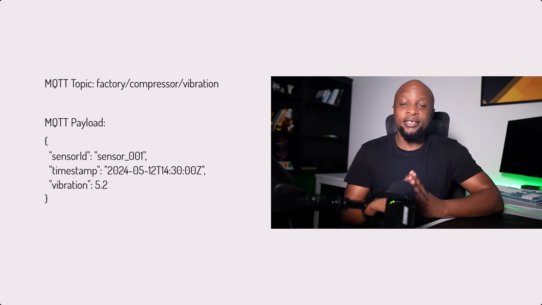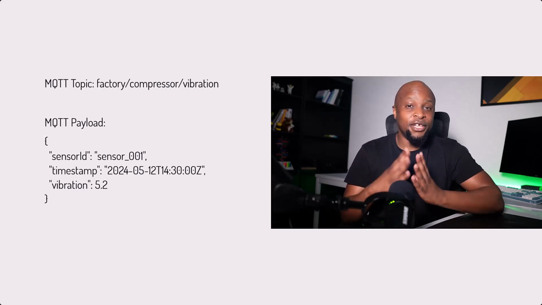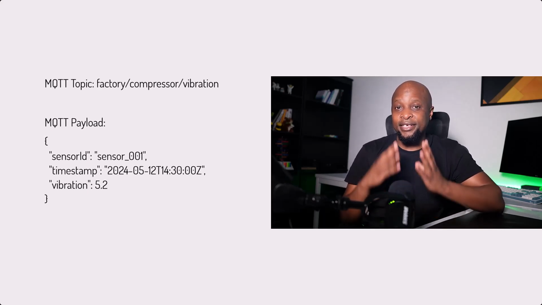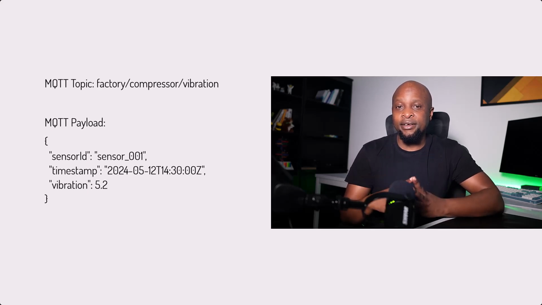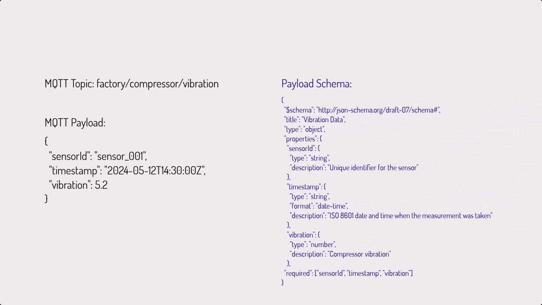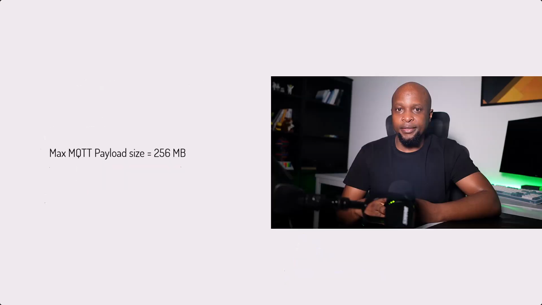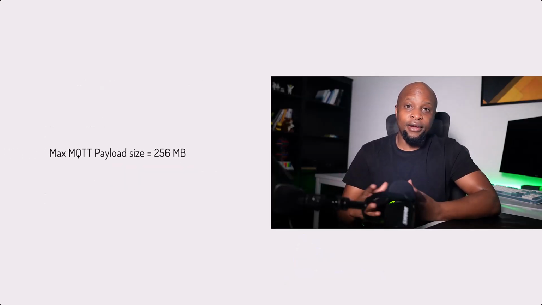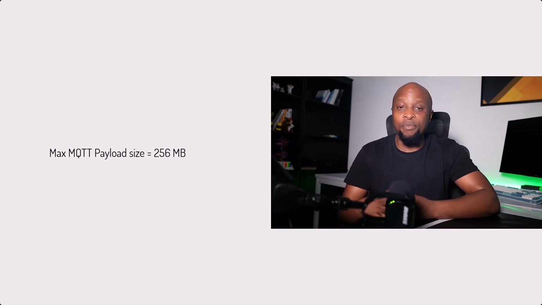Now, because MQTT is very flexible with how you define the payload, it means that to effectively use MQTT in production environments, it is necessary to define a payload schema for the chosen format. For example, to help a subscriber parse and validate the JSON payload example of our compressor vibration, a corresponding JSON schema could be defined like this. Finally, MQTT supports payloads up to 256 megabytes in size. However, considering the protocol's typical usage in IoT scenarios, payloads are generally small to preserve bandwidth and ensure efficient message delivery.